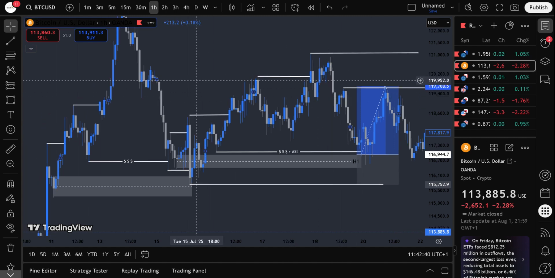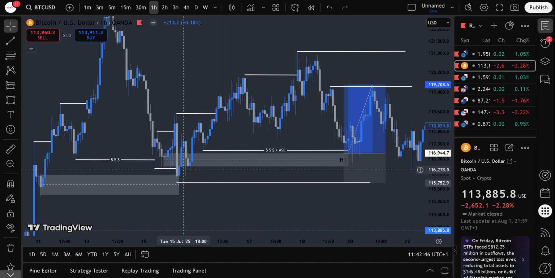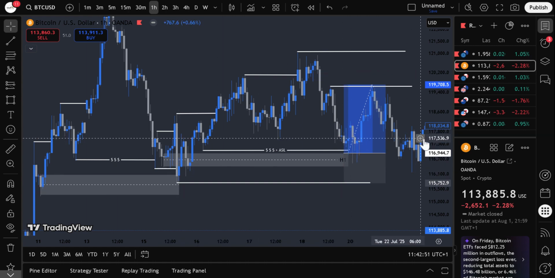So let's break down this trade. We had inducement to this order block right here, a typical SMC entry. People took buys from here, but I didn't, because I was looking for a safer, risk-free entry that I wanted to look for, right?